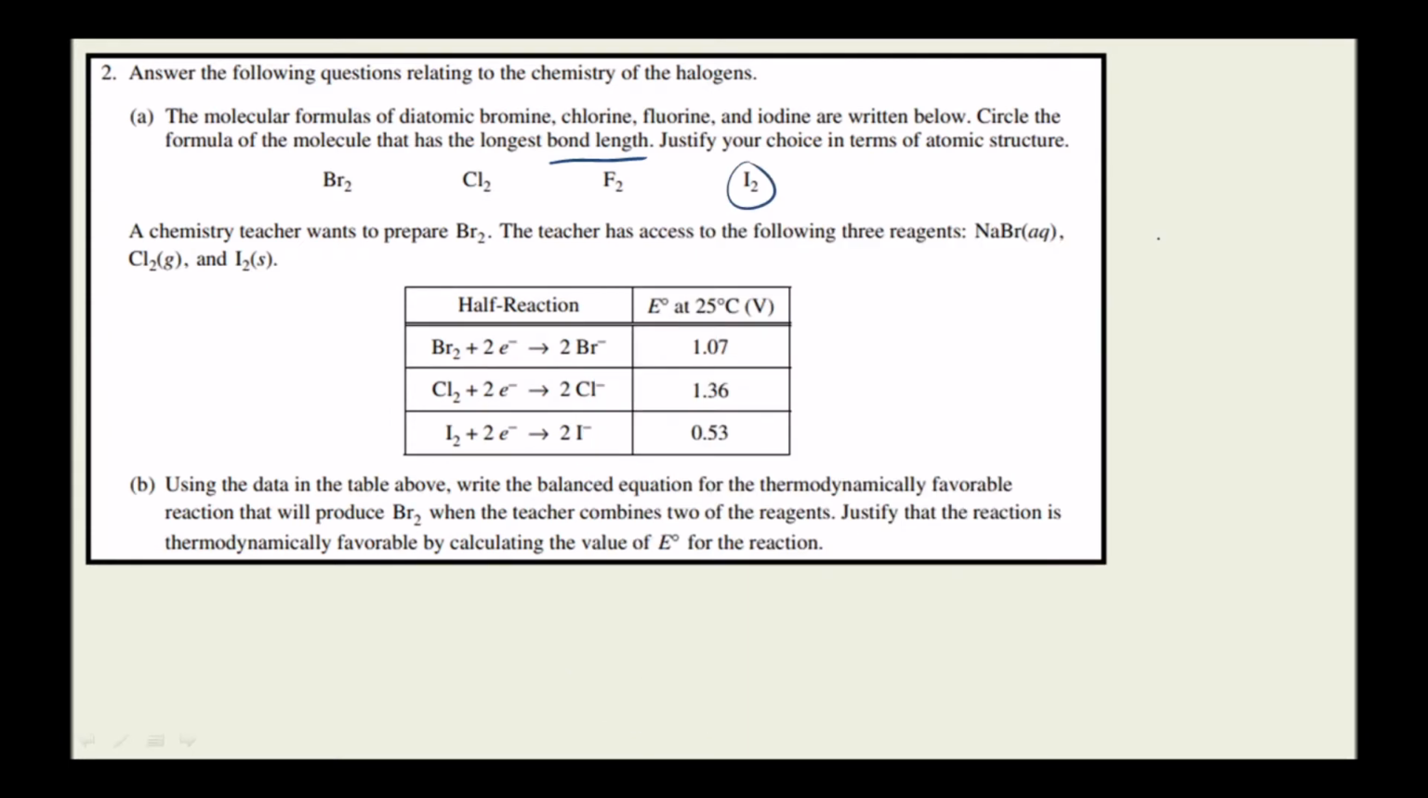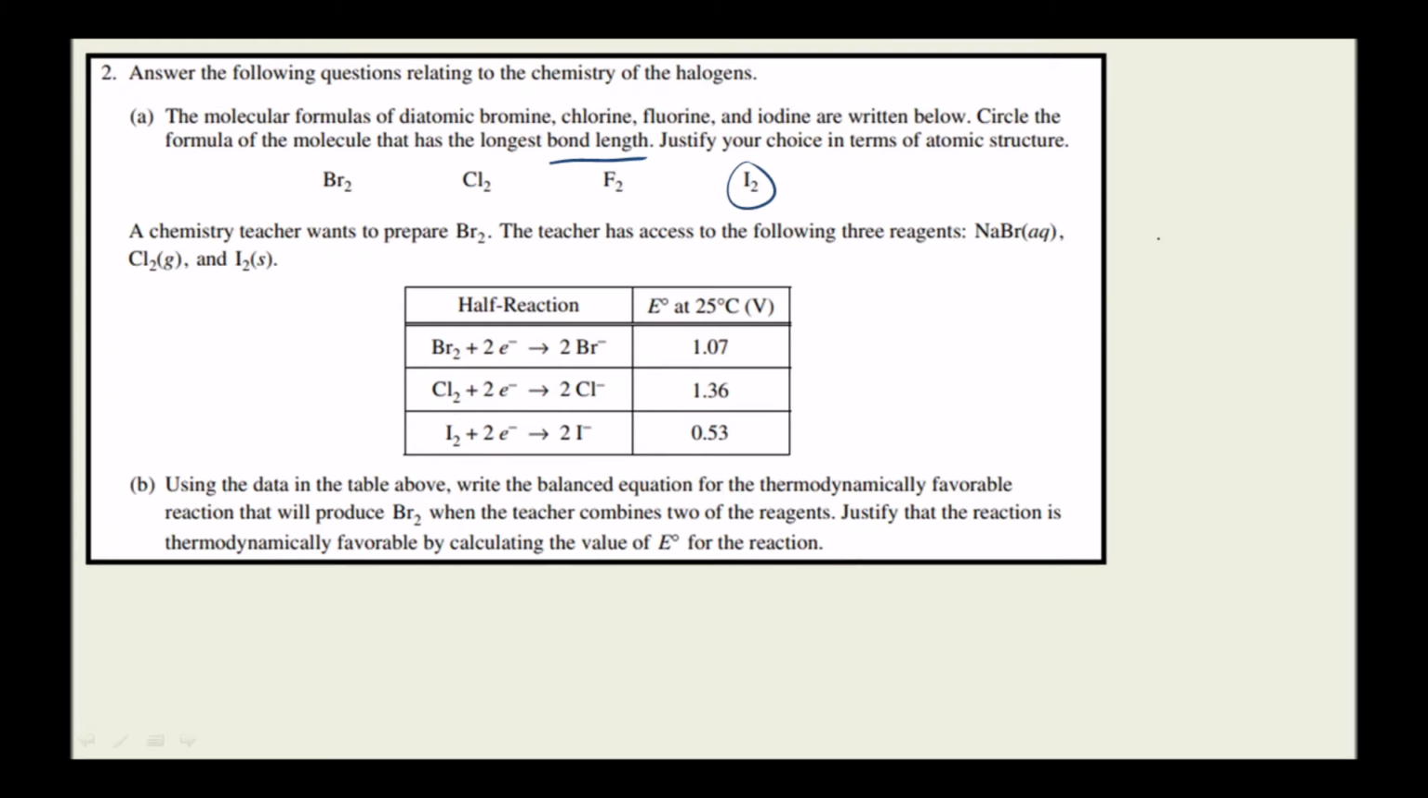Part B, using the data in the table above, write the balanced equation for the thermodynamically favorable reaction that will produce Br2 when the teacher combines two of the reagents. Justify the reaction is thermodynamically favorable by calculating the value of E0 for the reaction.